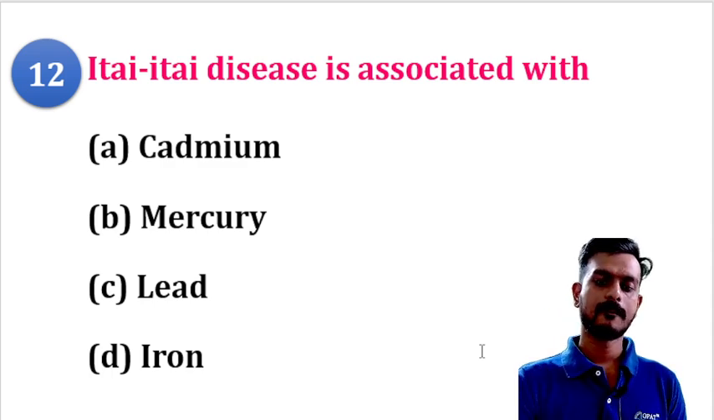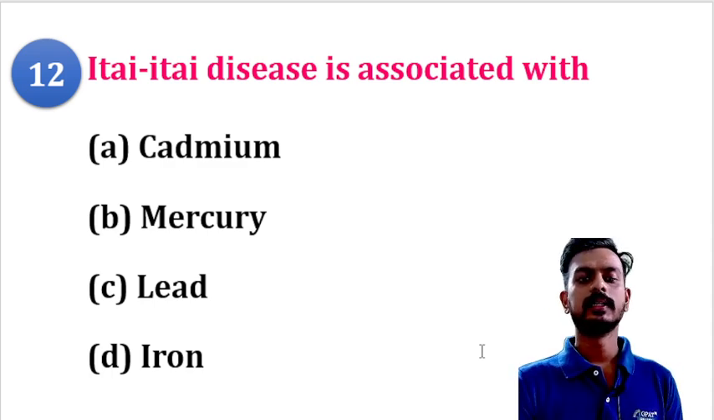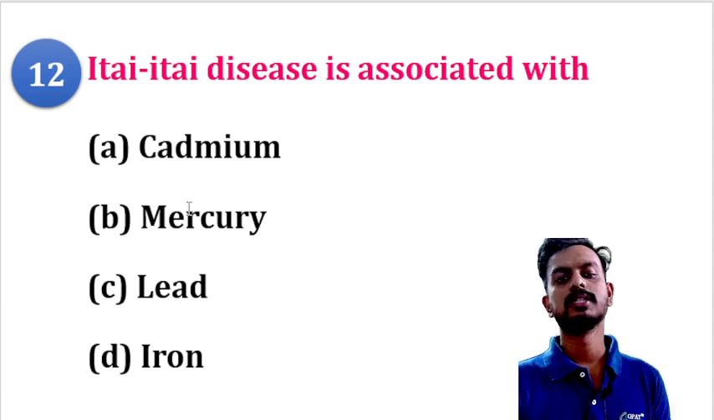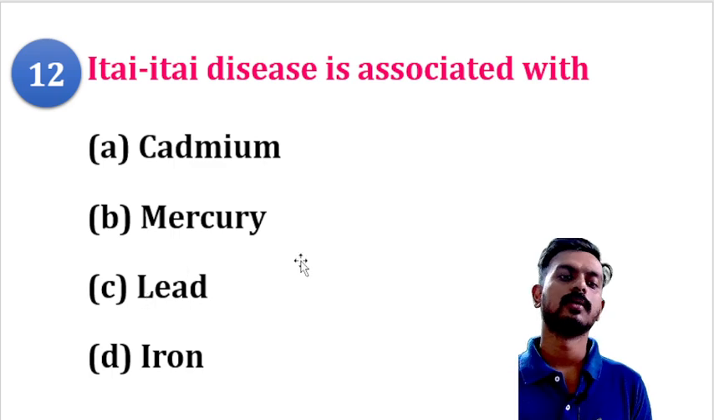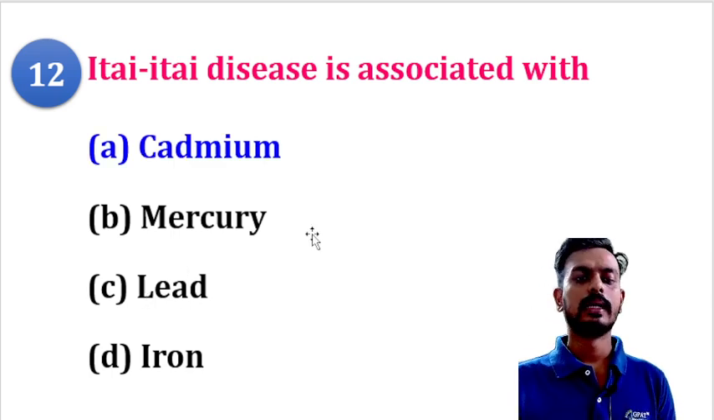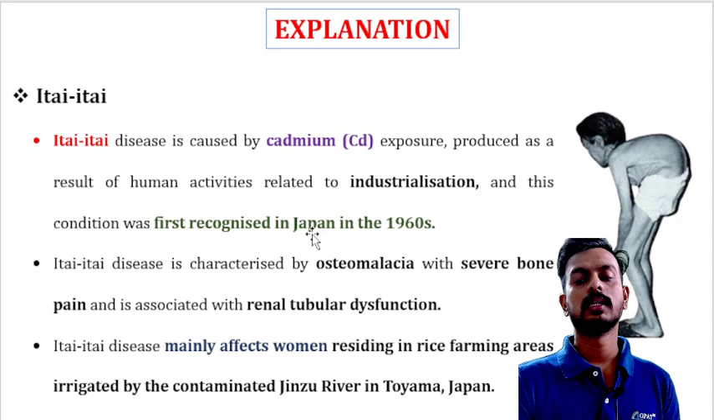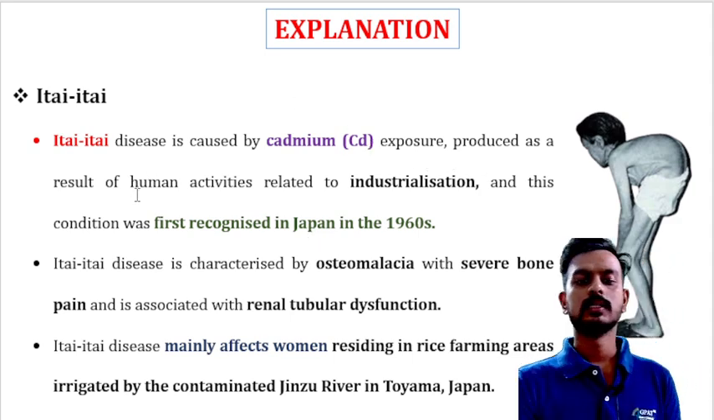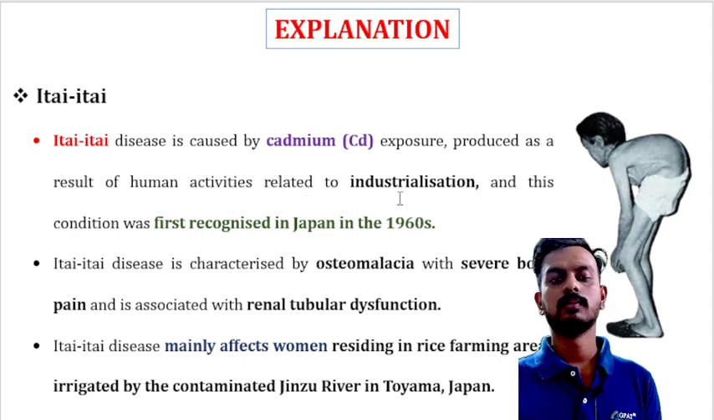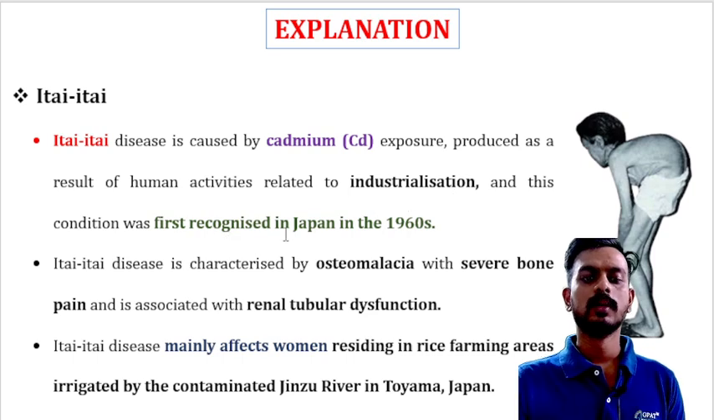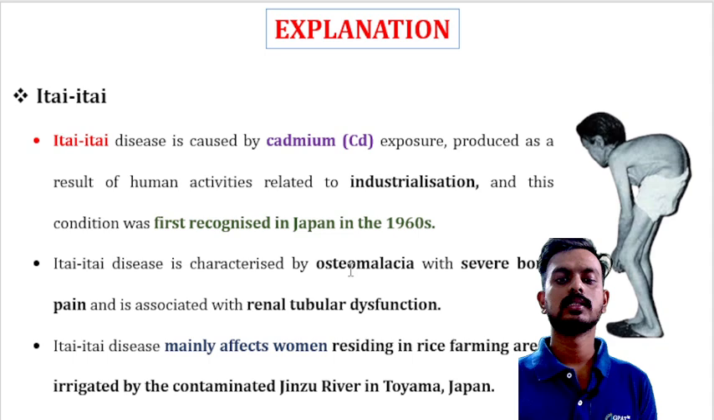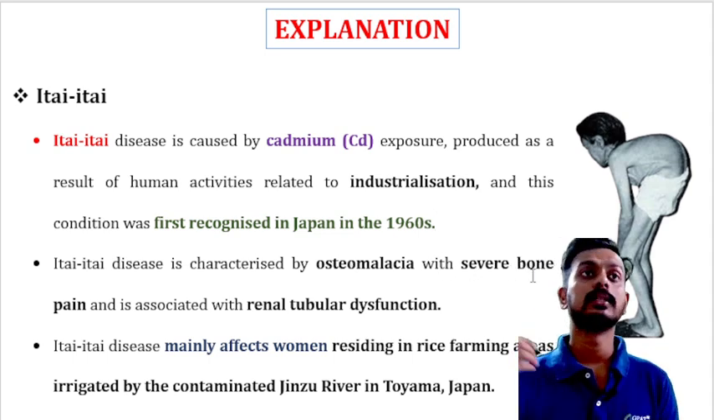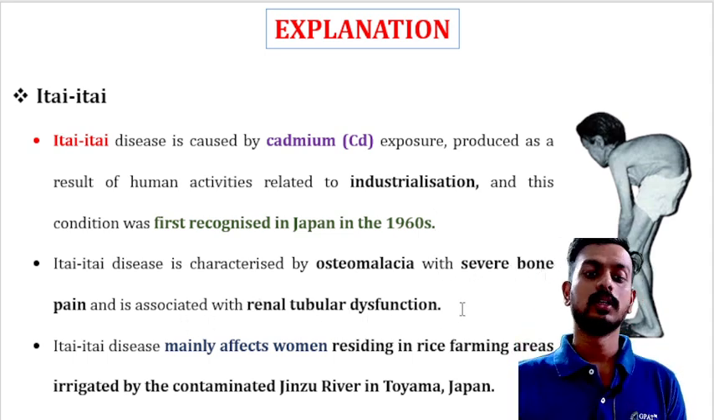Next: Itai-itai disease is associated with which atom? Cadmium, mercury, lead, or iron? Itai-itai disease is basically associated with cadmium. It is caused by cadmium exposure resulting from industrialization, and this condition was first recognized in Japan in 1960. It is characterized by osteomalacia, a severe loss of calcium with severe bone pain, associated with renal tubular dysfunction.